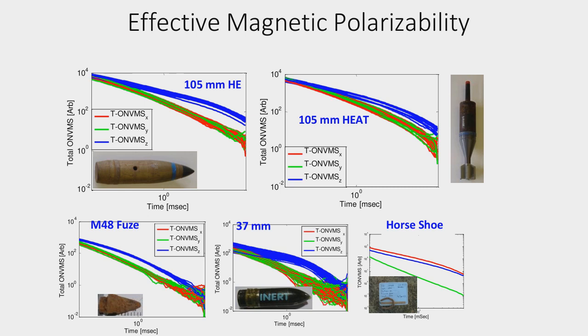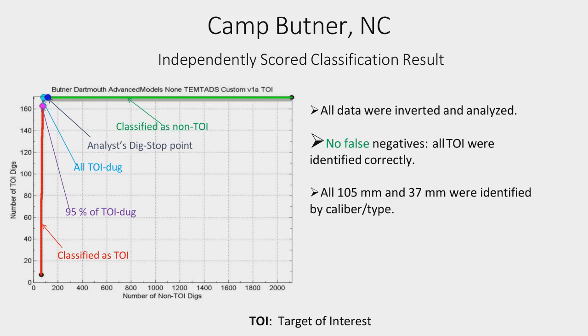As you see for UXO targets, they are very well clustered and show symmetry. Whereas if we take a horseshoe here, we can see that at least two of the polarizabilities do not coincide with each other and they have different properties. So we use these extracted polarizabilities to make a classification.